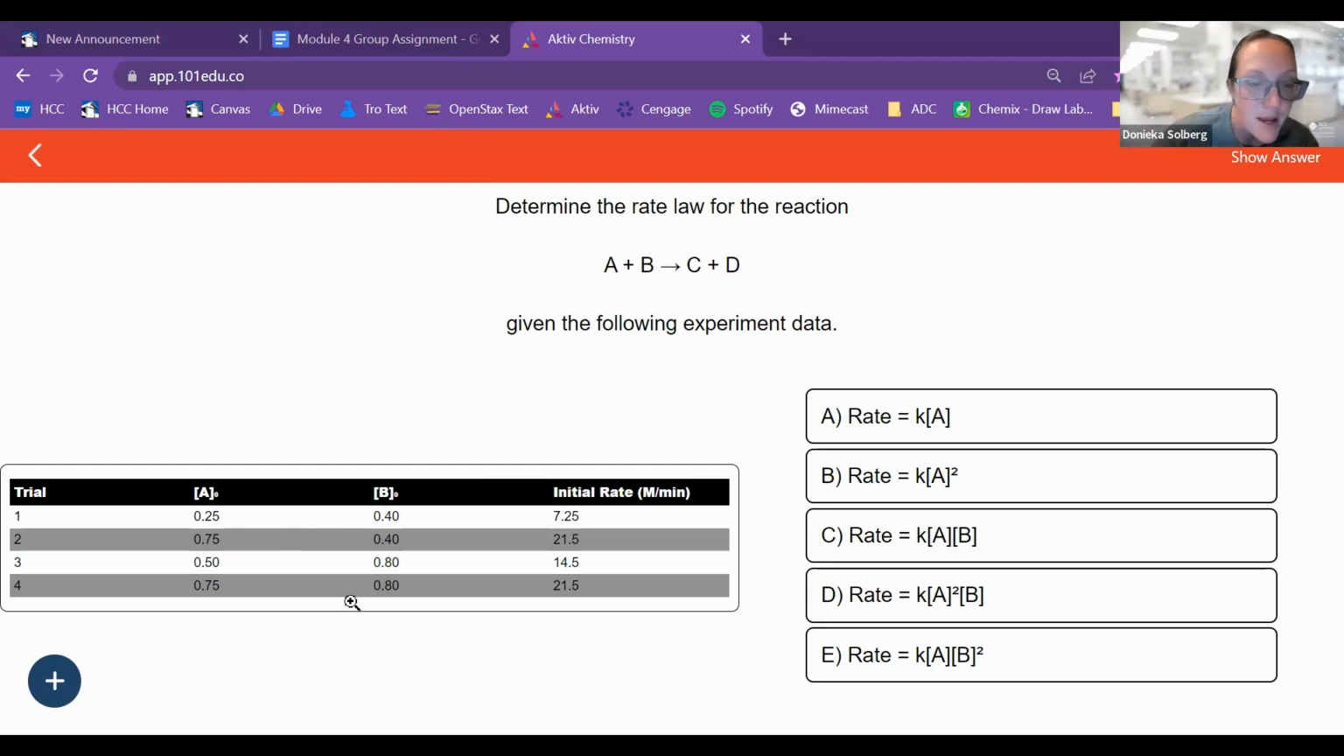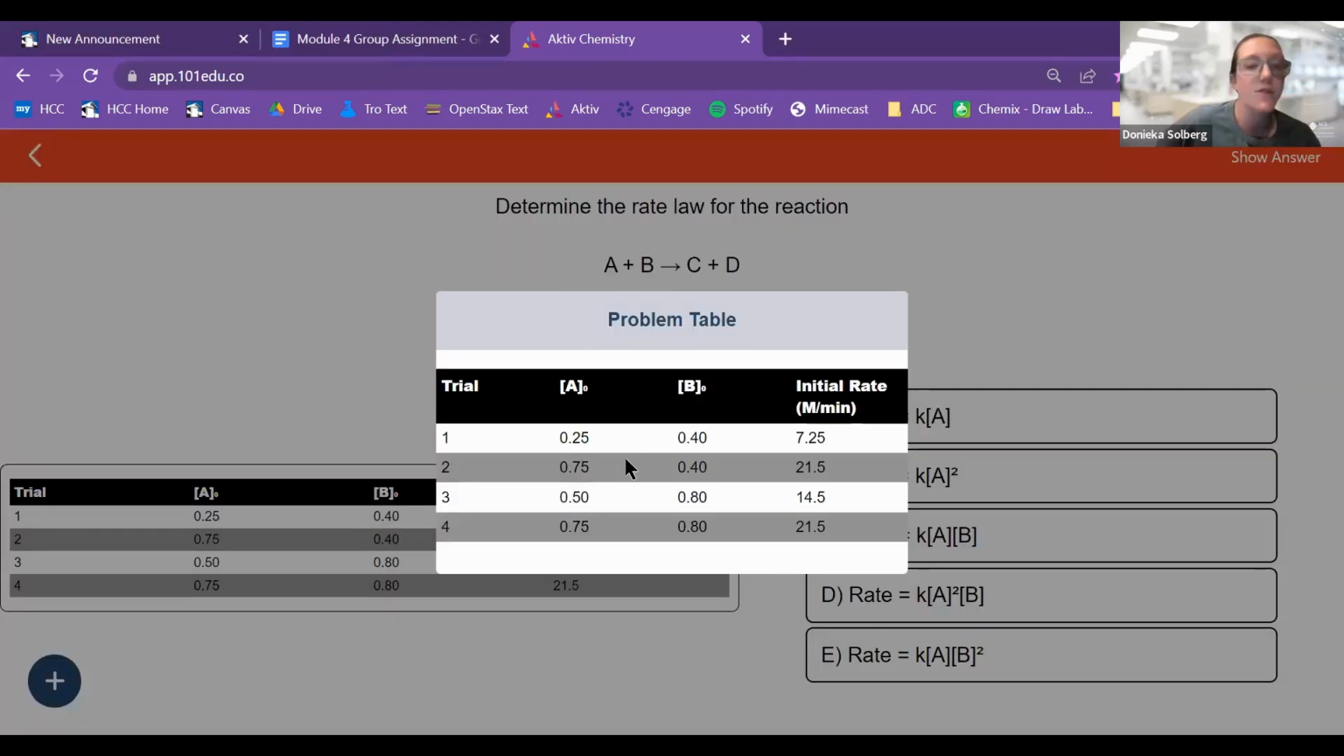So I'm going to look here and say, okay, in the first two trials, trials 1 and 2, B stays the same, but A actually triples. Now, if you're looking at these and you can't tell if it's doubling or tripling, just do the math. Do the bigger one divided by the smaller one. Always do the bigger one divided by the smaller one, otherwise you're going to get fractions and it's going to be confusing. So I would do 0.75 over 0.25, and that's 3. So in these two trials, I tripled A.